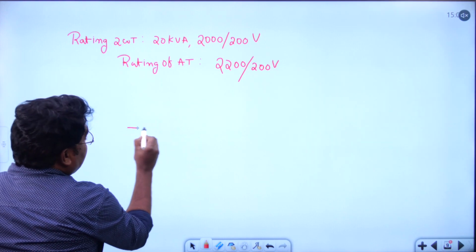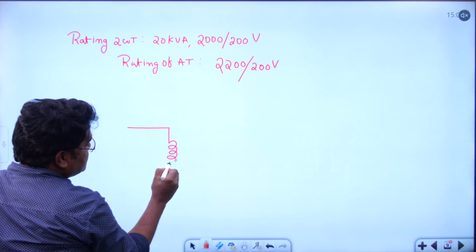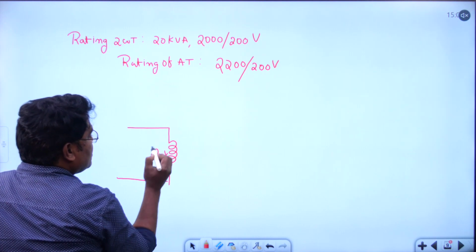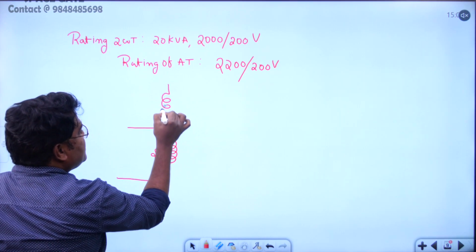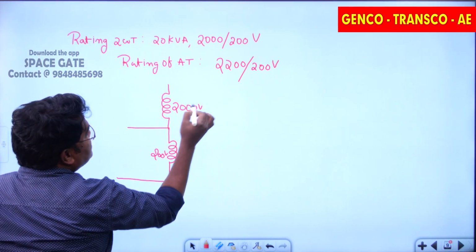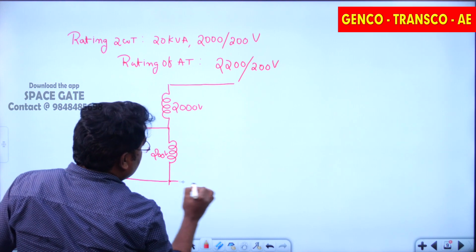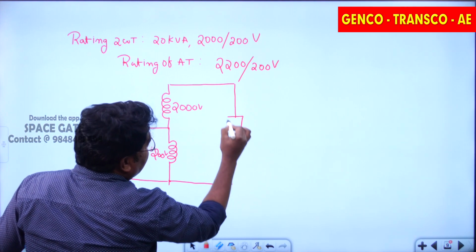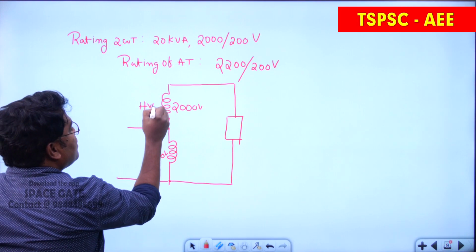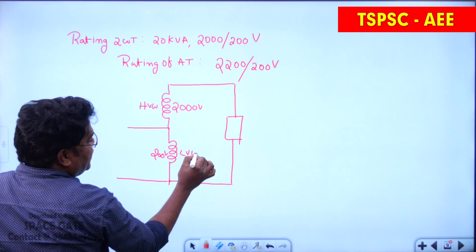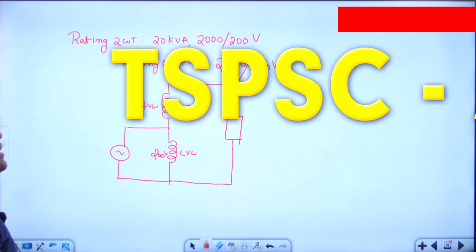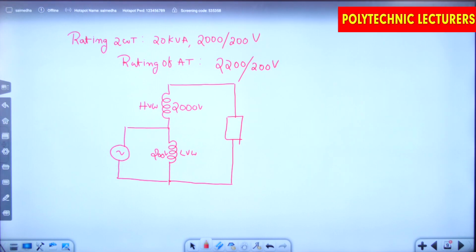Now it means that here this is the 200 volts, and these both are connected in series additive polarity, so it is 2000 volts. The sum of these two gives the voltage where the load is connected. So this is the load. This one is the high voltage winding and this one is the low voltage winding. Supply is given to the low voltage side, which is the 2200 volts.